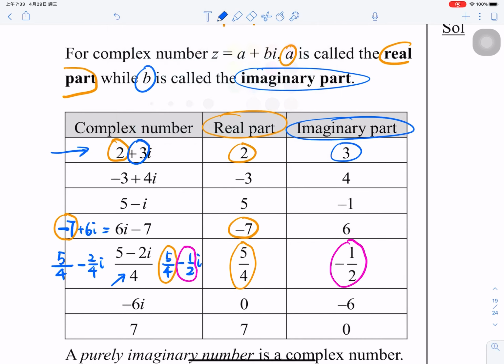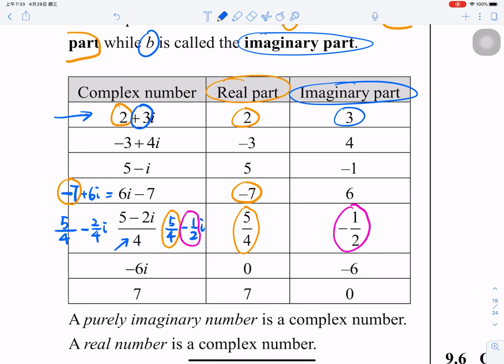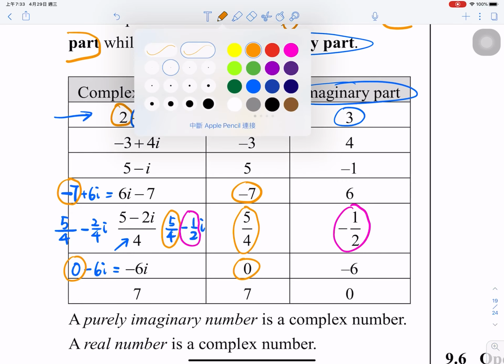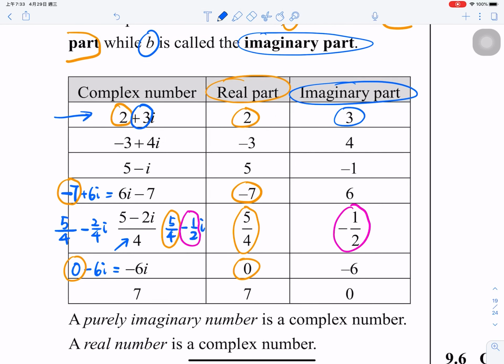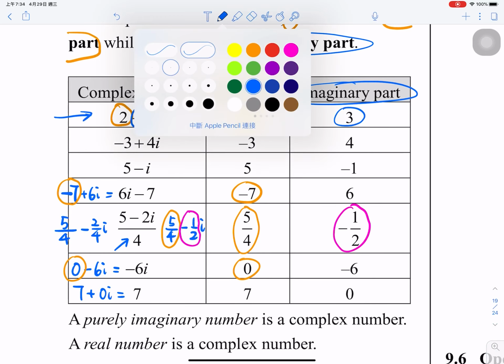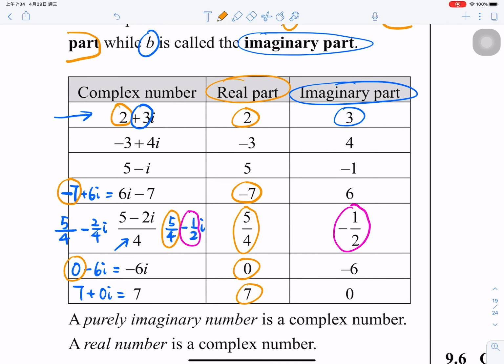Next. 6i. What does that mean? That means 0 minus 6i. That's why the real part is 0, and -6 is the imaginary part. And the last one, you see it's a real number, right? So you can say that is 7 plus 0i. So 7 is the real part, and the imaginary part is 0.